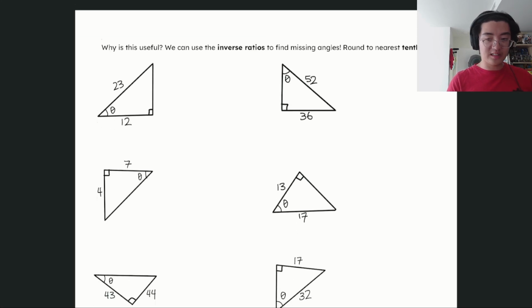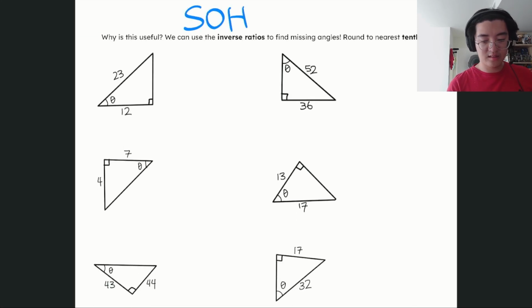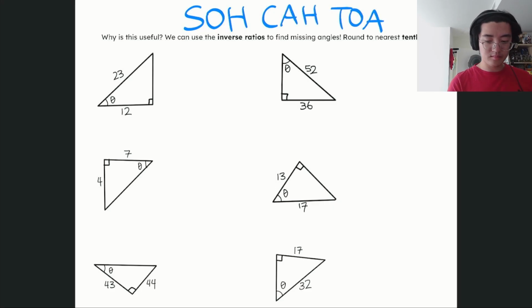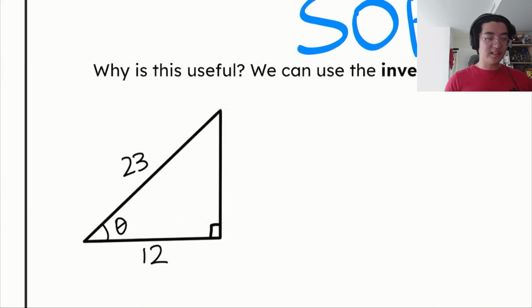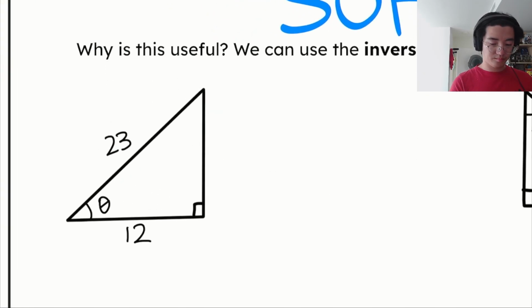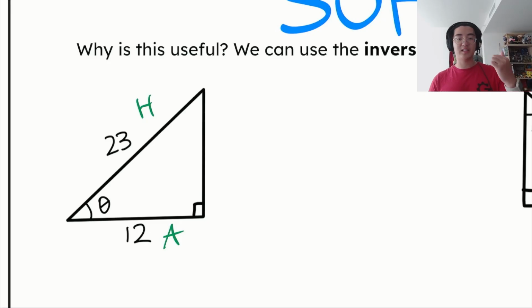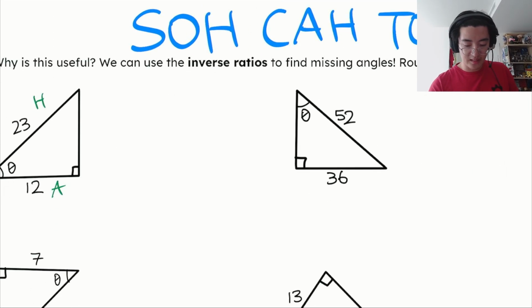Okay, so once again, I'm going to list out the catchphrase: SOH CAH TOA. So let's say this one here. What are we referring to here? We have the hypotenuse, and then we have the adjacent line here, that's the line that touches the angle. So what trig ratio do we use here? What's the only one that uses the adjacent and hypotenuse? Of course, like I spoiled earlier, we use cosine here.